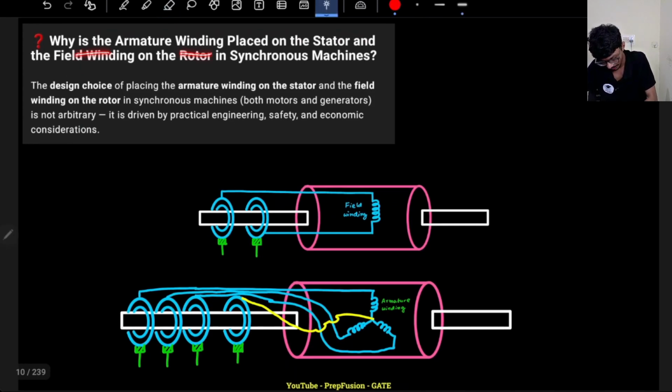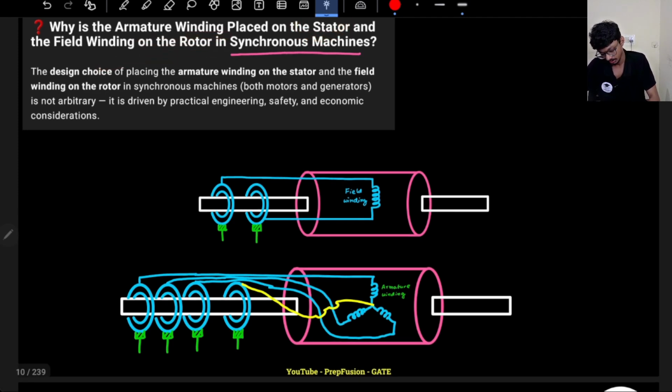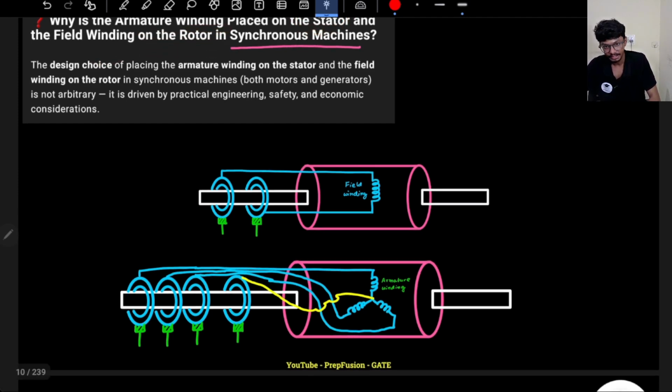Why is the armature winding placed on the stator and the field winding on the rotor in a synchronous machine? Why does it happen? Why am I placing the armature winding on the stator side and the field winding on the rotor side? So there are many reasons behind it.